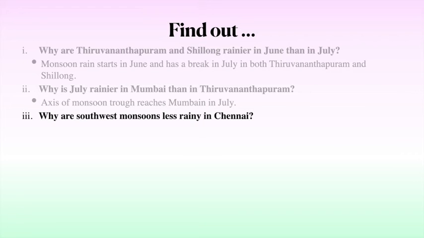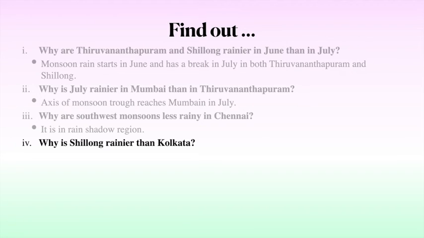Why is the southwest monsoon less rainy in Chennai? Chennai is located in the rain shadow region of the southwest monsoon, on the eastern side of the Western Ghats. Next question is, why is Shillong rainier than Calcutta? Because Shillong is located on the windward side of the Bay of Bengal branch of the southwest monsoon.